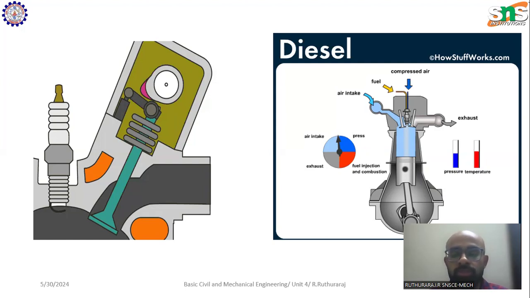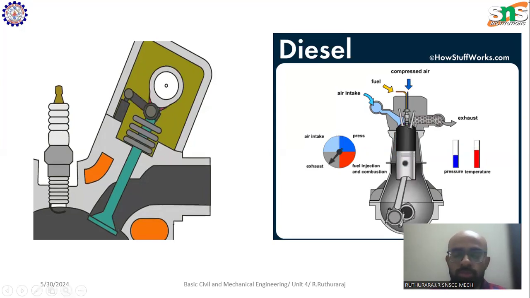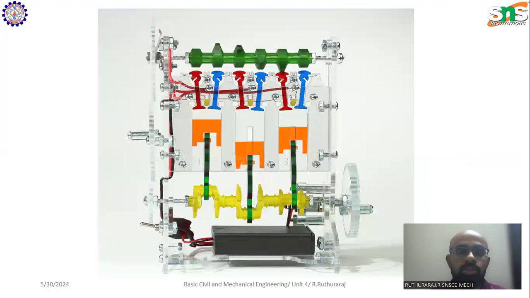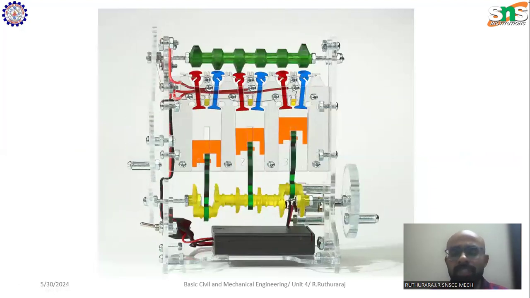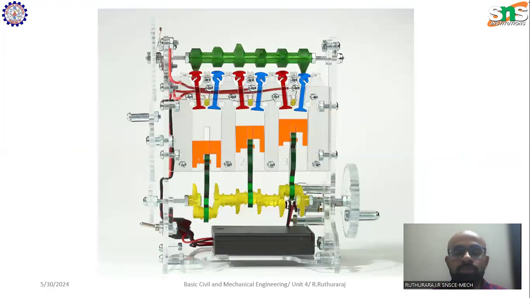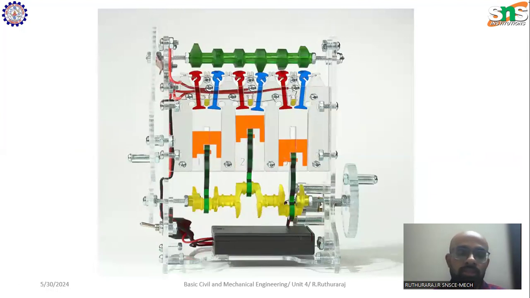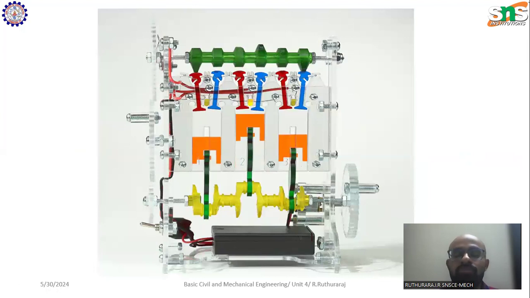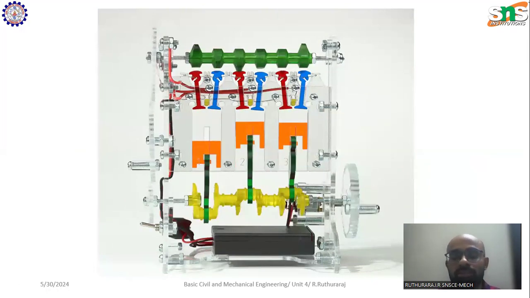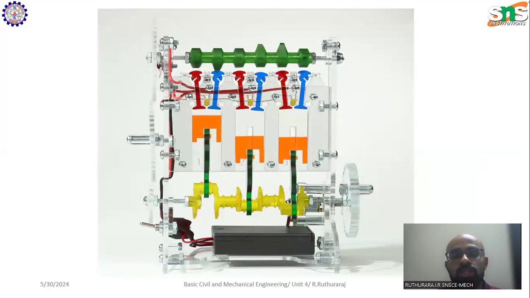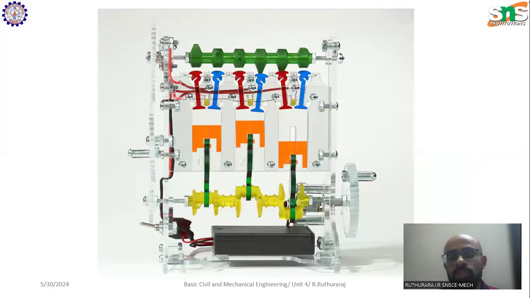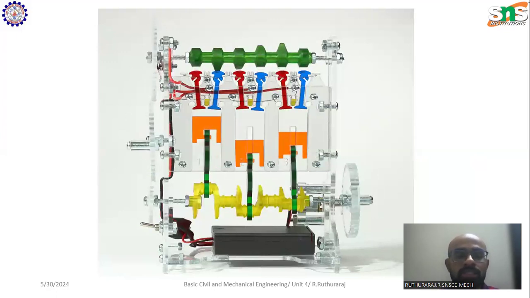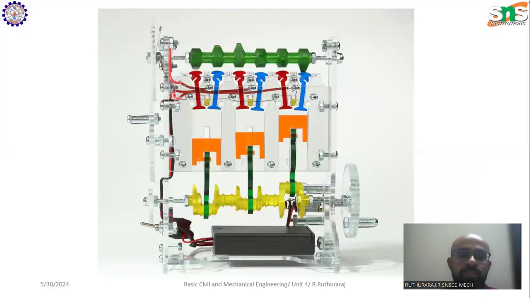So in the previous lecture we discussed the basic working of the spark ignition as well as the compression ignition engine. Now we will discuss the various parts of the internal combustion engine. I have been mentioning parts like the piston, crankshaft, inlet valve and exhaust valve. So what are these parts actually? This image will give you a clear idea of the various parts.